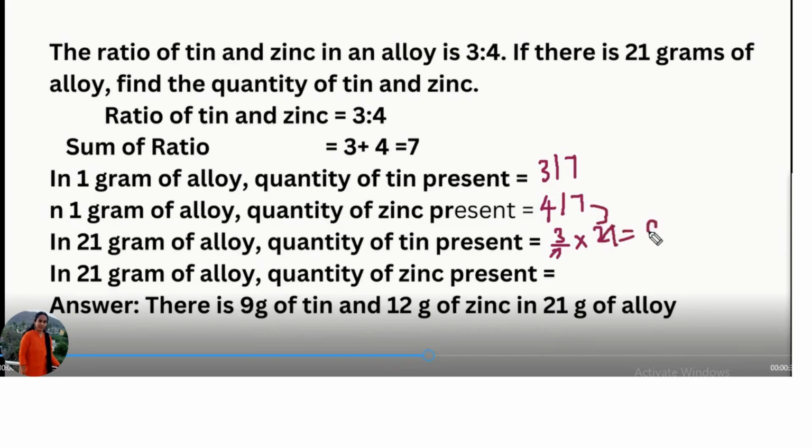So 3 into 3 is 9. In the same way, in 21 grams of alloy, the quantity of zinc present: in 1 gram it is 4 by 7. So in 21 grams, how much? This goes 3 times in the 7 table. So 4 3s are 12. So there is 9 grams of tin and 12 grams of zinc in 21 grams of alloy.